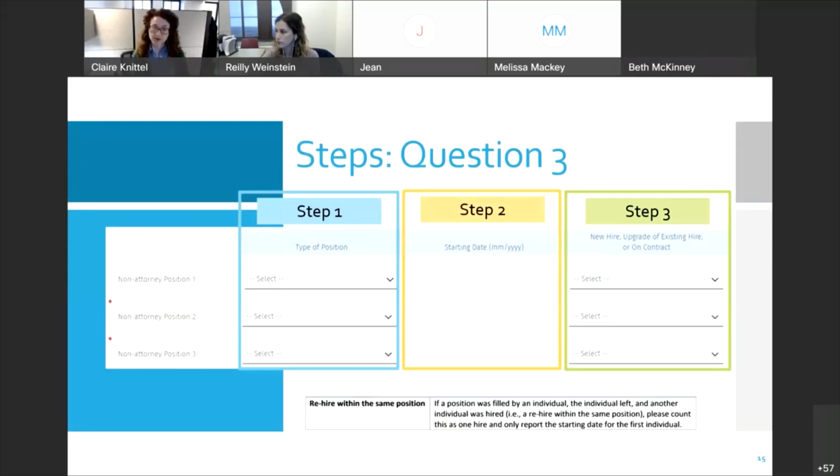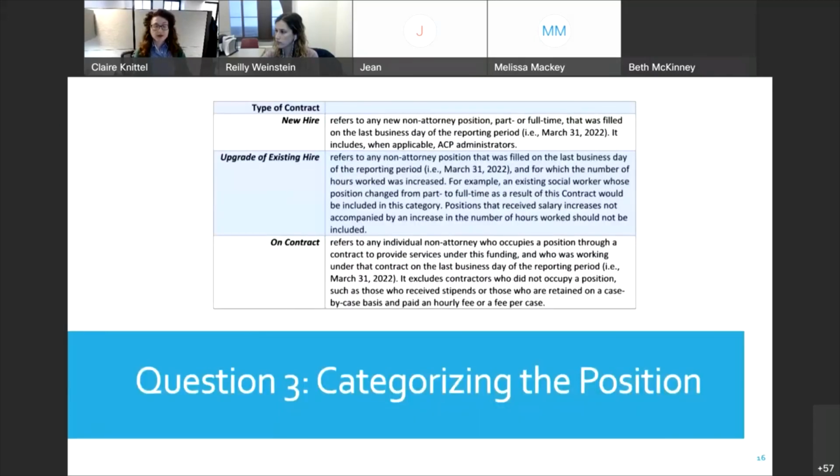Again, they coincide with the different columns that show up in the performance measures. And as in question 1, each of these columns is asking for different information. So we're going to go through it again, categorizing your position as it relates to question 3.